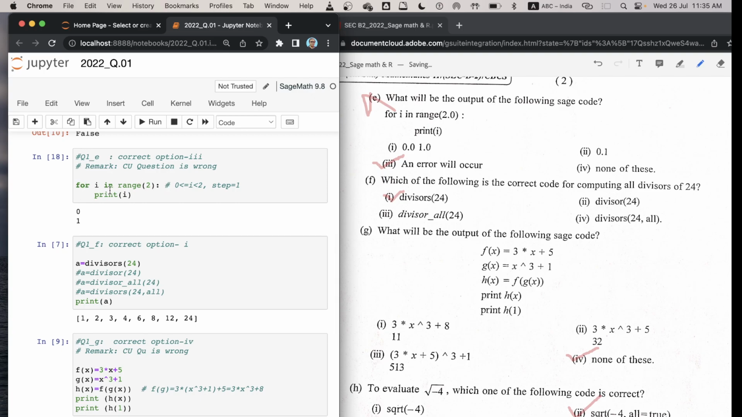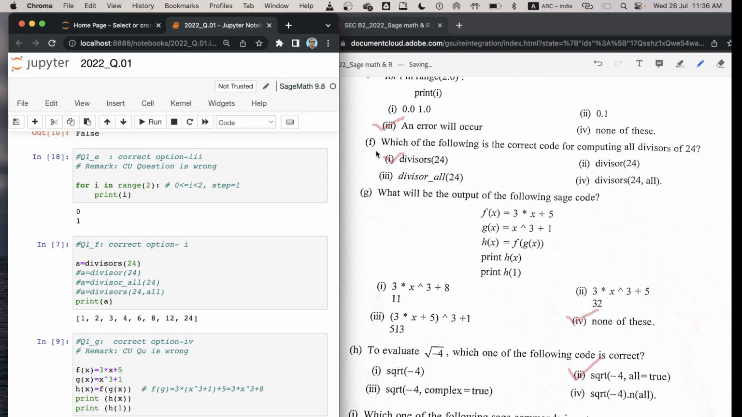So for I in the range 2, here 2.0 is wrong. So it is 2, and for this 2, I runs from 0, the initial value of I is 0, and I is less than 2, up to 2, and here the step is 1. So print I gives first 0 and then the next I equals 1. But here 2.0 gives an error.